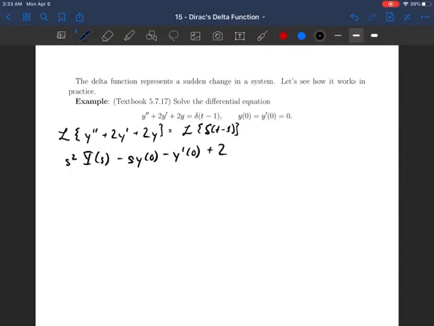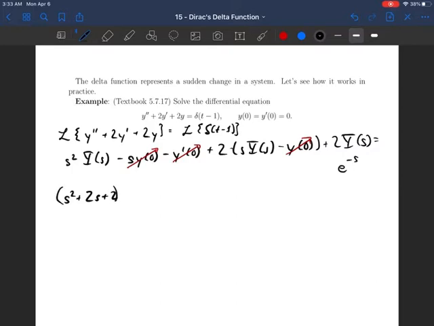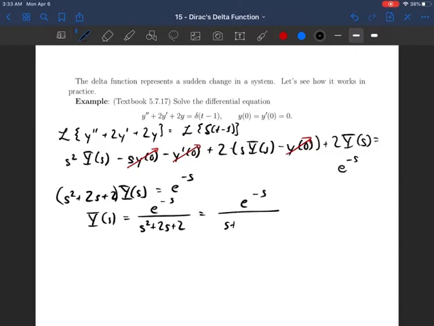This is s squared Y(s) minus s y(0) minus y'(0) plus 2 times (s Y(s) minus y(0)) plus 2 Y(s) equals, and our Laplace transform for this guy is e to the minus s. Okay, so all of these initial values here are 0, 0, and 0. And so getting our Y(s)'s together and factoring, we get (s squared plus 2s plus 2) Y(s) equals e to the minus s. So Y(s) is equal to e to the minus s over s squared plus 2s plus 2.